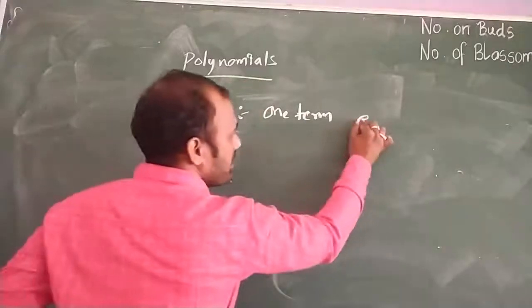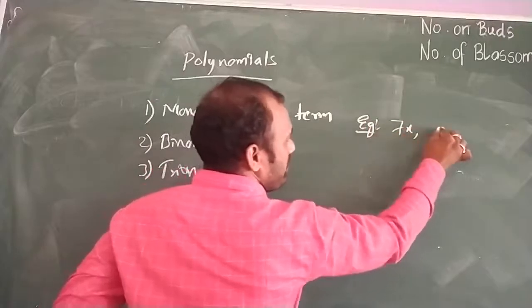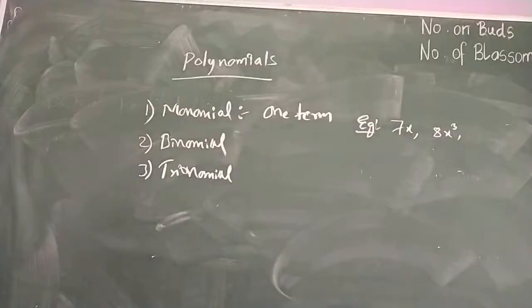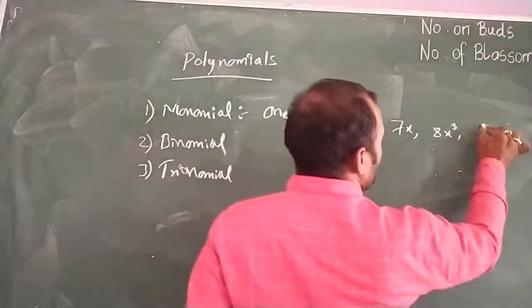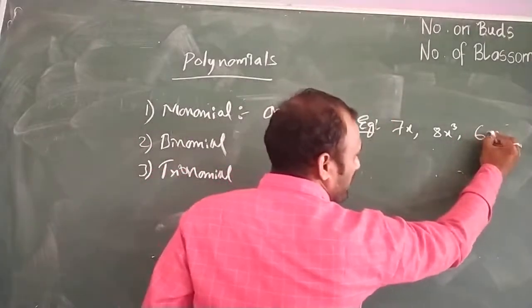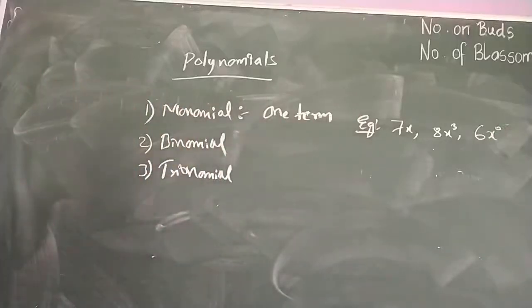So we can take an example of 7x, 8x cube. So these all come under monomial. And 6. It is a constant term, so we can write it as 6 into x to the power of 0. So this is also a monomial.